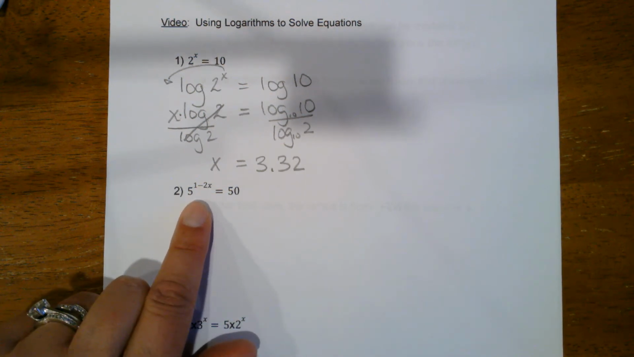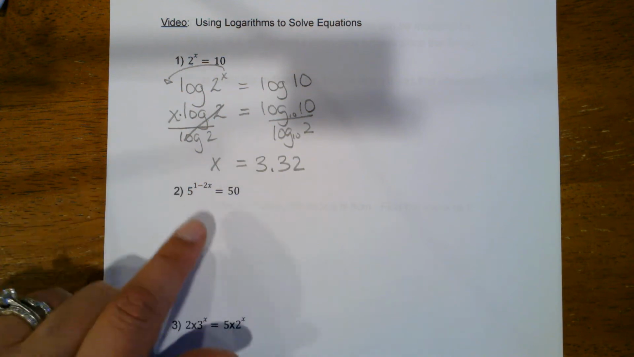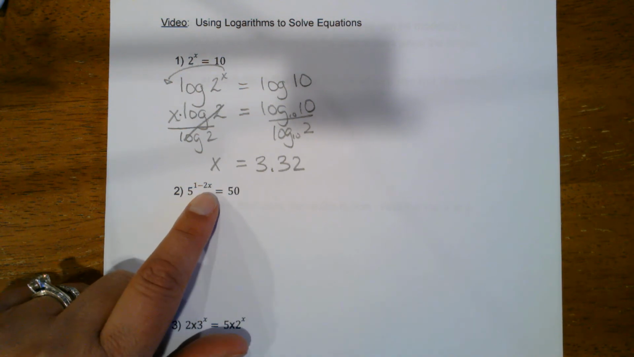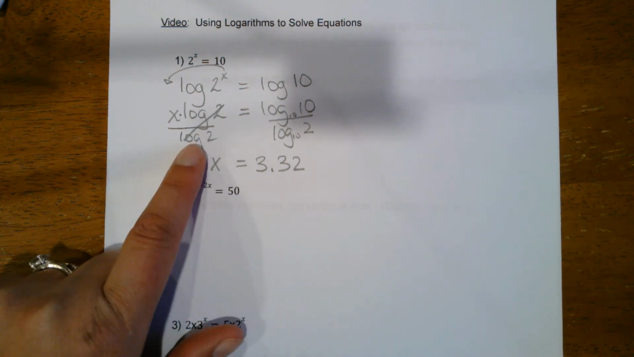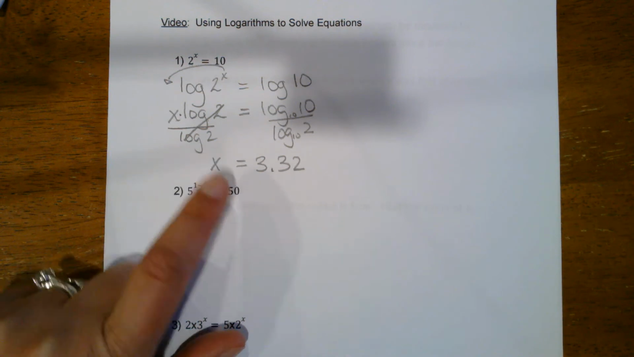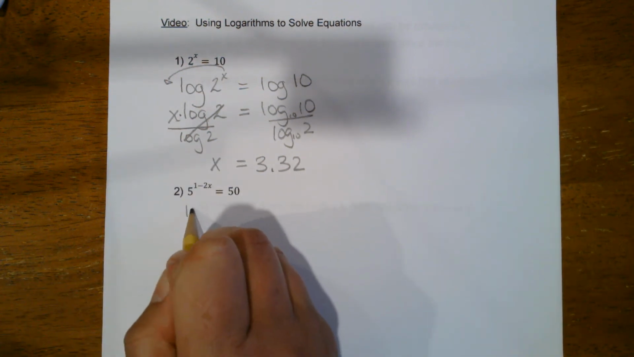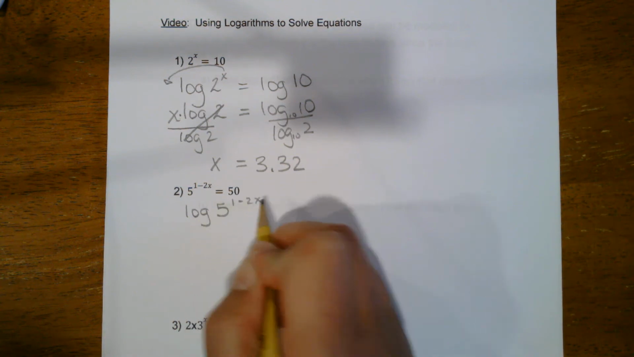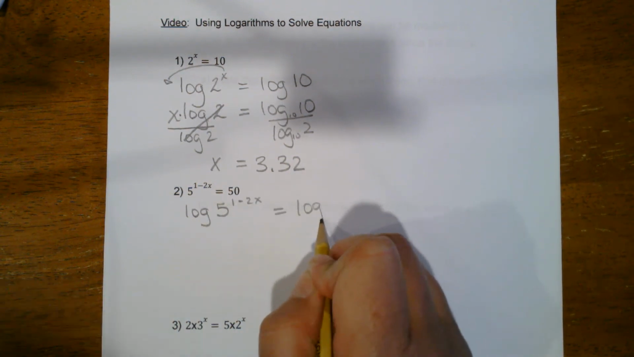Now the difficulty level has gone from a little bit easy to a little bit medium, because you'll notice we have 1 minus 2x as the exponent. But still, the x is in the exponent spot, and our logs are going to help us to undo that. So let's give everybody a log. So we have log of 5 to the 1 minus 2x equals log 50.